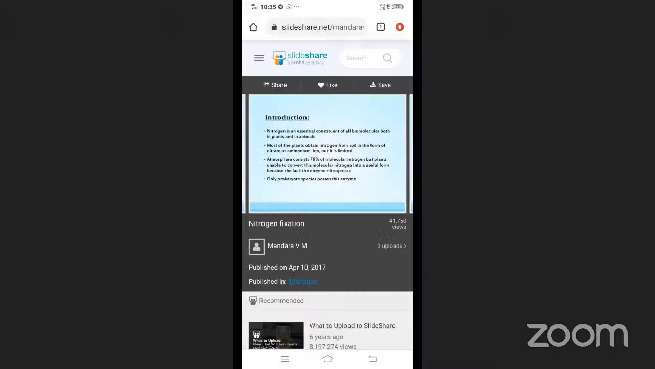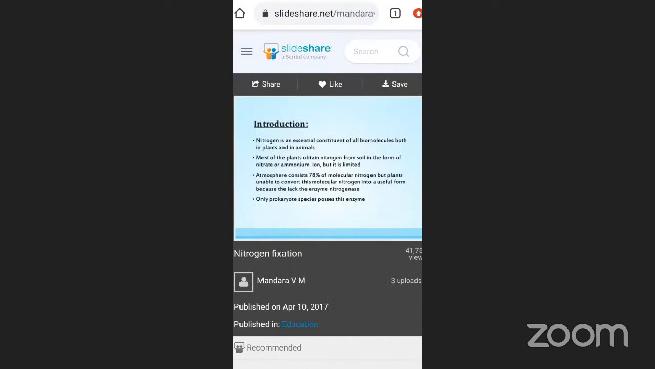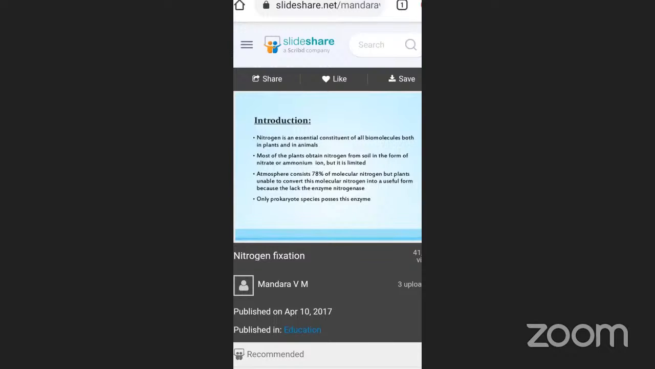The next topic we discuss is nitrogen fixation. Nitrogen is one of the most important elements in all organisms. We know that it is the main constituent of proteins, amino acids, enzymes, nucleic acids, chlorophyll, and alkaloids also. All these biochemical compounds are made with nitrogen.